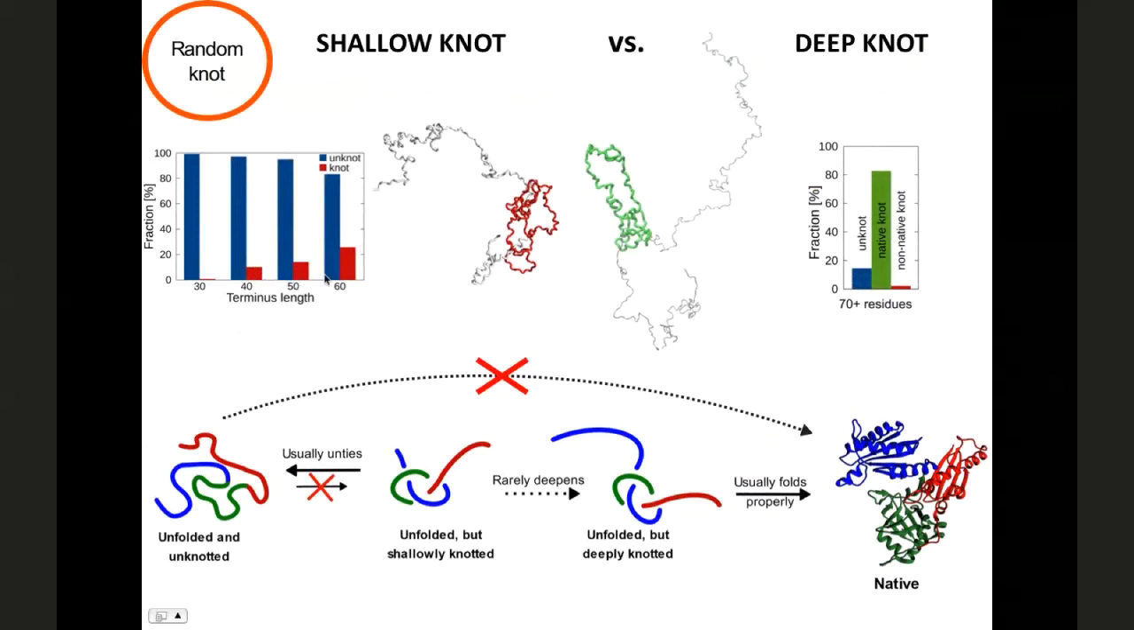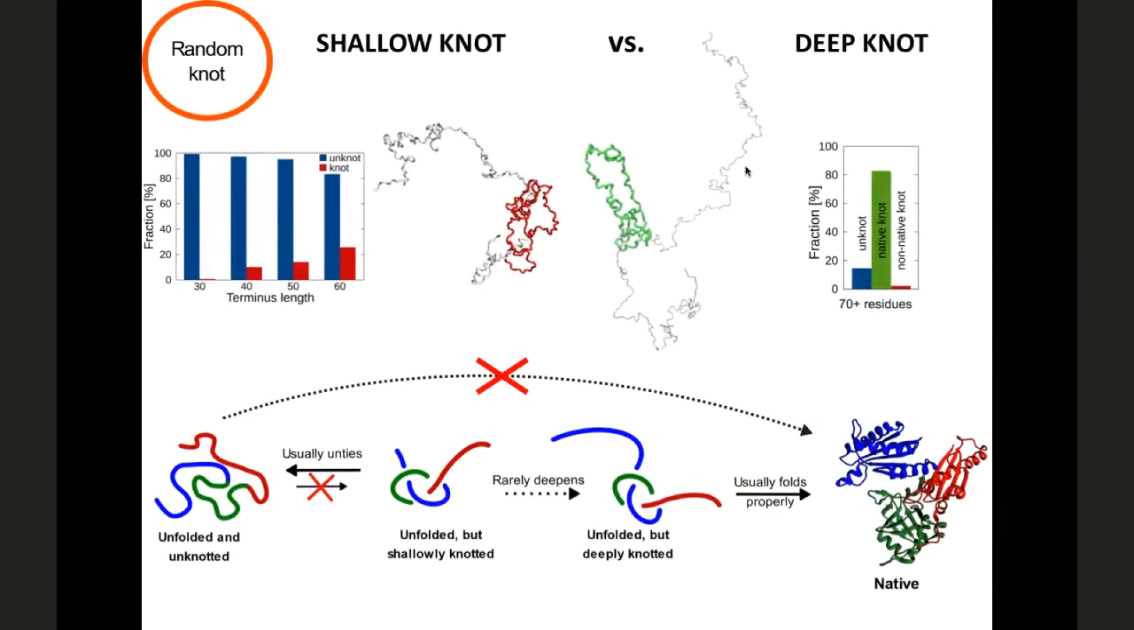If it will untie, then the protein will collapse and it will not reach the native state. However, if we start with a deep knot, so we will have, as you can see here, we finish with the 60 amino acids from one of the terminus, and here we start from 70 amino acids already. If we start from 70 amino acids, we can have very high probability that this protein, the knot will stay, and the protein will beautifully fold to the native state.